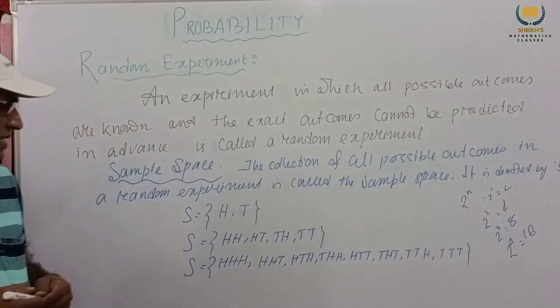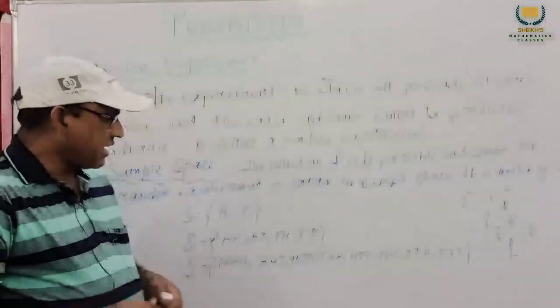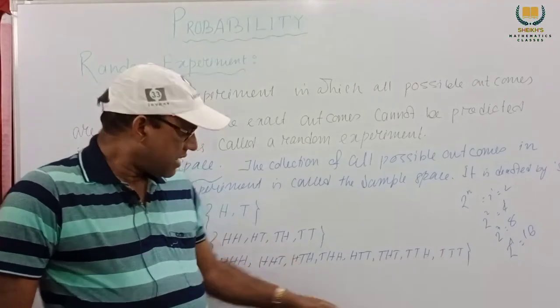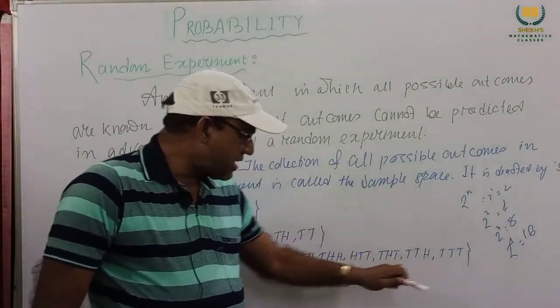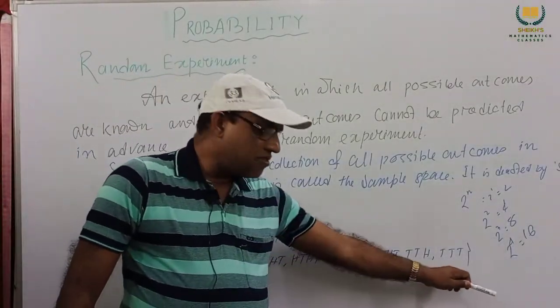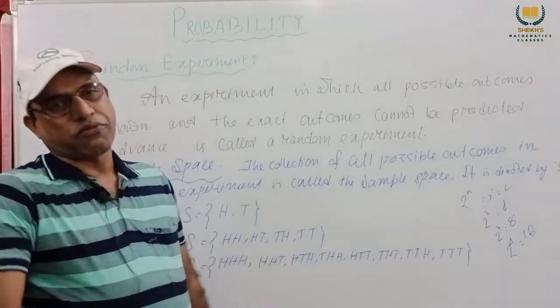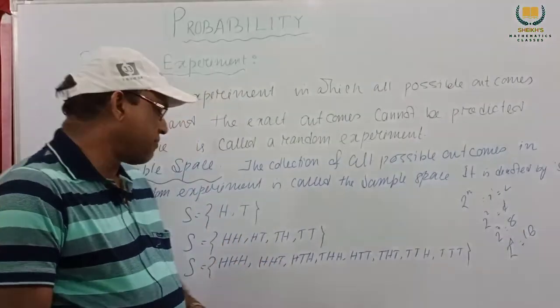So, the technique is, if 4 coins are given, then this will be difficult to write. You multiply this result by H and all the results by T, and we get 4 coins. So, these are sample spaces.